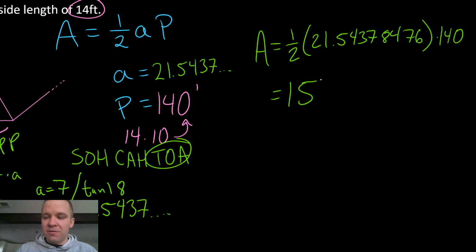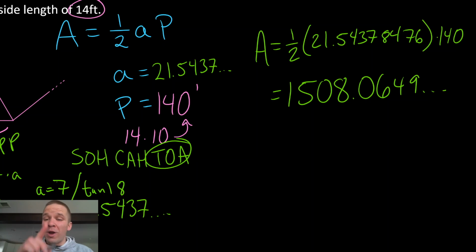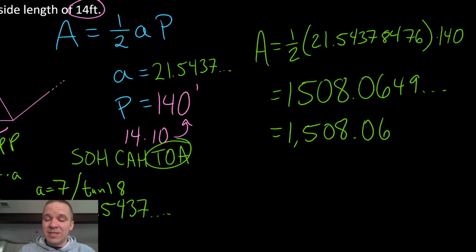I'm going to have 1,508 point 0.649, but at this point in time, we are at our final answer, aren't we? So I'm going to go ahead and round this to 2 decimal places. It does not specify, so I'm going to pick 2 decimal places, 0.6, right? Although that 4 would be rounded up by that 9, we wouldn't then round again around that 6. We only round once, right?